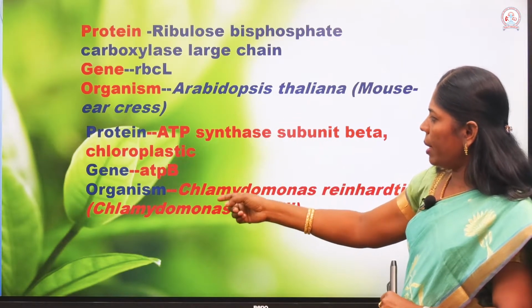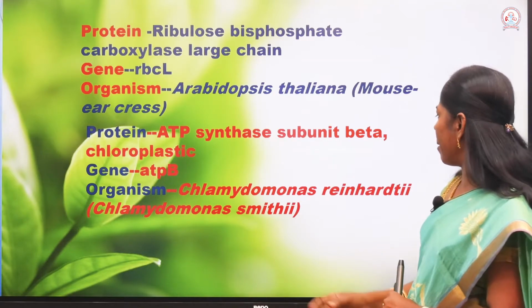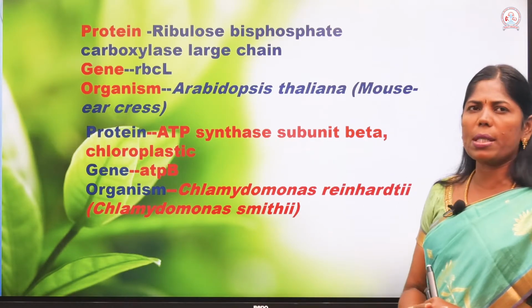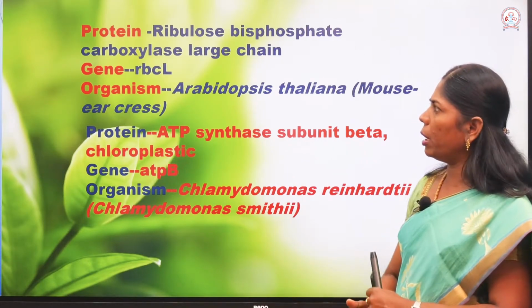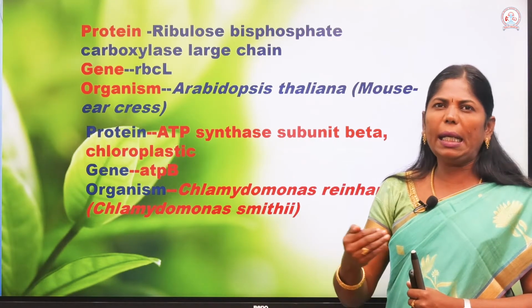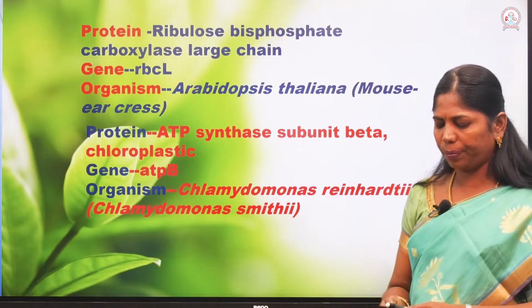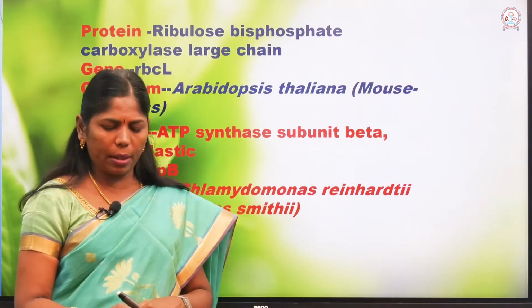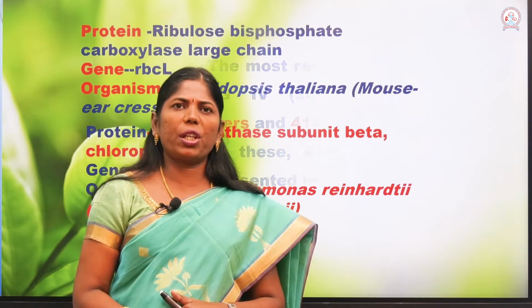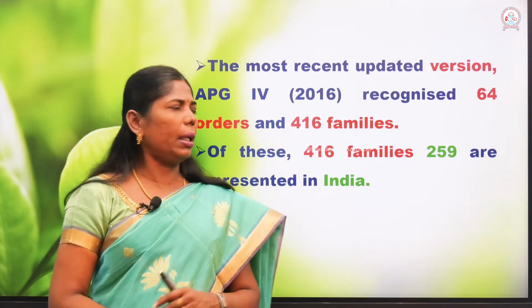So the organism is Chlamydomonas reinhardtii, and Chlamydomonas smithii, the species. Okay, both of them are here. So that is a DNA sequence. So these two characters have been important evidence. So the strongest evidence for this APG classification is these two characters.